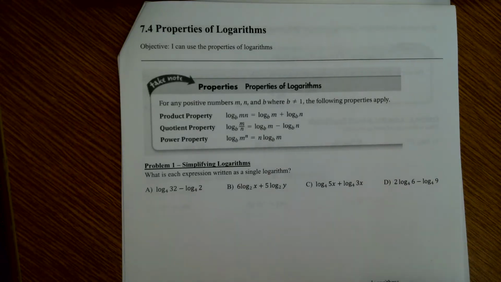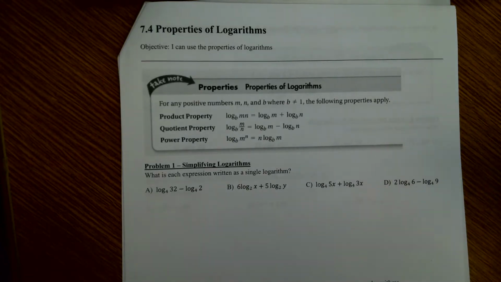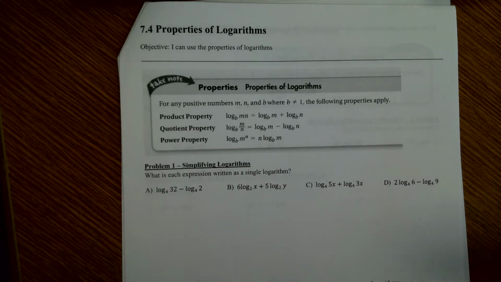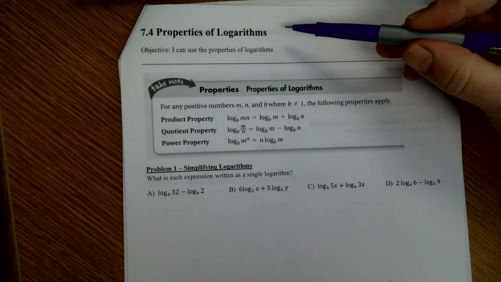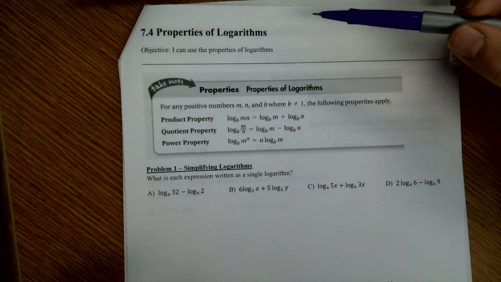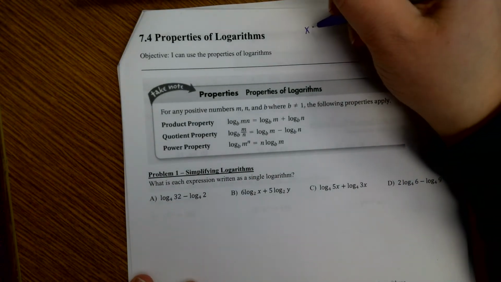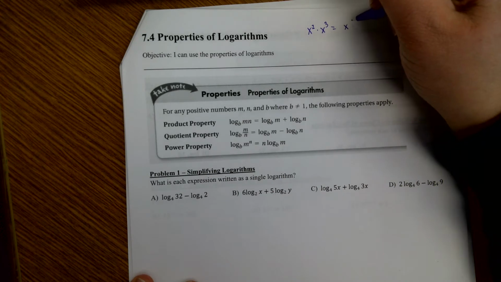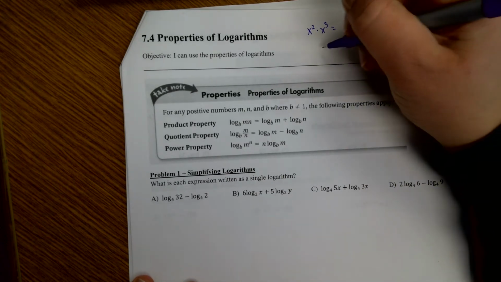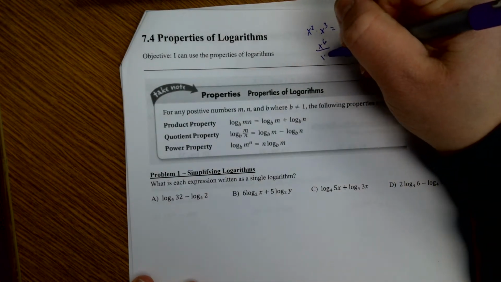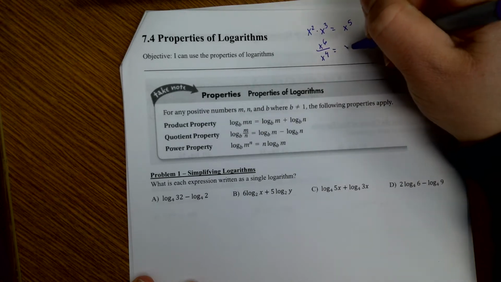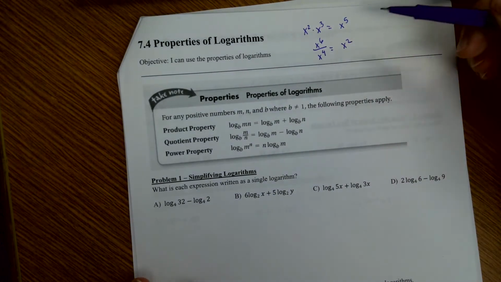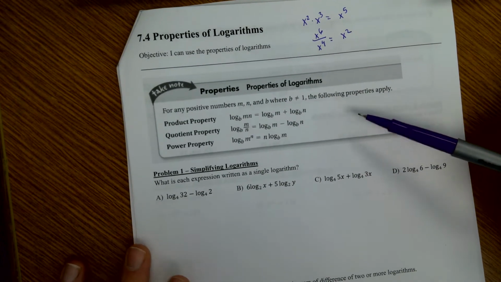7.4, we have properties of logs. Now, think of the same properties that you have at exponents, because remember, logs are inverses of exponents. Those same properties of exponents, just like if I had x squared times x to the third, I'm adding those together and I get x to the fifth. Or if I have x to the sixth over x to the fourth, I subtract those and I get x squared. Those same type of properties are still being applied to logs.